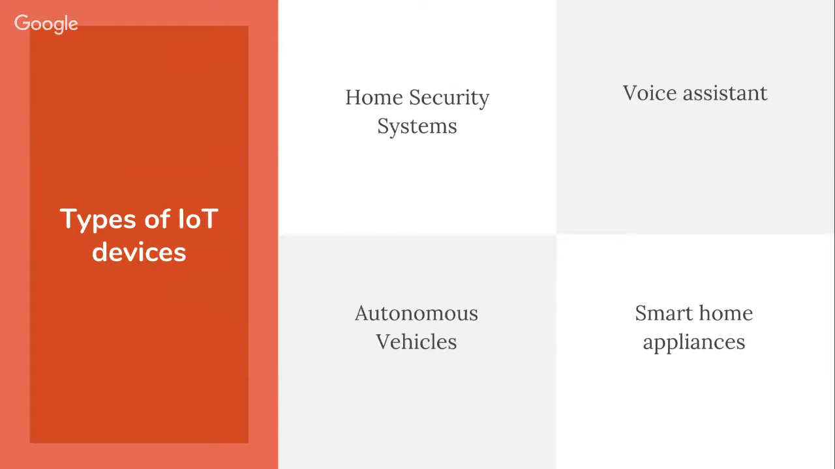Now I want to talk about different types of Internet of Things that are most common nowadays, so you can have a bigger understanding of all the advantages, such as devices that have an impact in your day to day life. So I'll be talking about home security systems, voice assistants, autonomous vehicles, and smart home appliances.